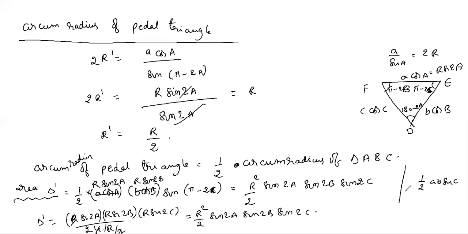So these are the angles 180 minus 2A, 180 minus 2B, 180 minus 2C, and circumradius R by 2. The sides are A cos A, B cos B, C cos C, or R sin 2A, R sin 2B, R sin 2C. Next, the area of the pedal triangle is R square by 2 into sin 2A, sin 2B, sin 2C. This is about the pedal triangle.